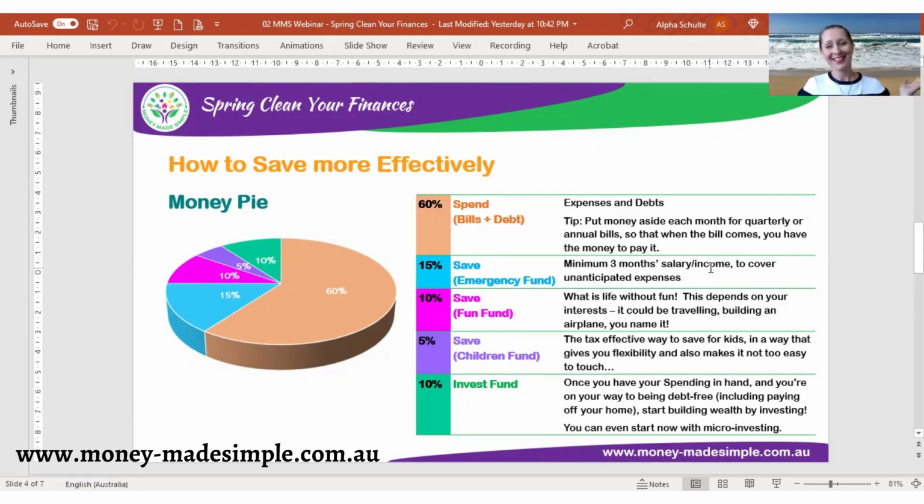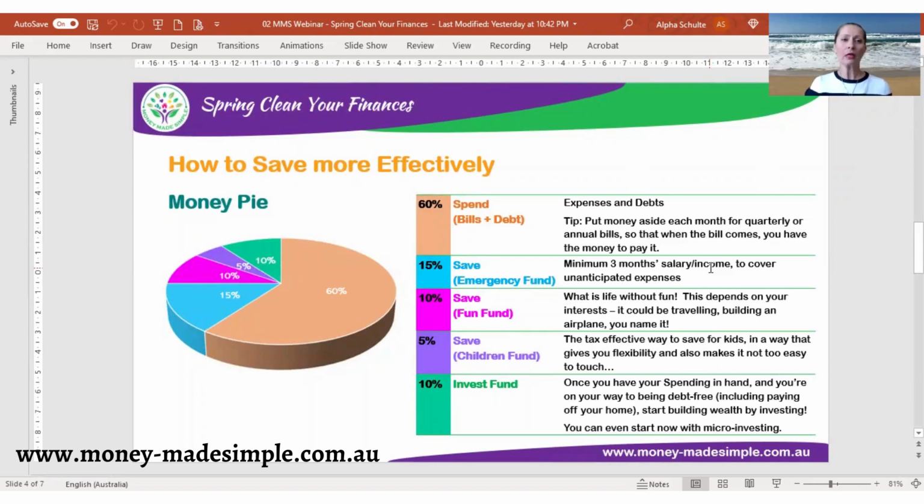Fun funds, like I said, so I put money aside for fun. That way you don't feel guilty when you want to go out and do something, or you go out for a night with the girls or the boys, or friends night out kind of thing. So it's very important. Then there's children funds.